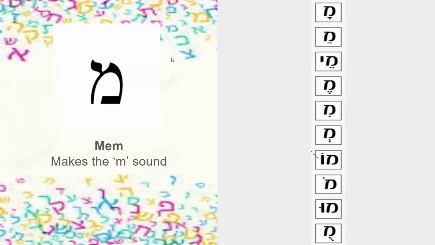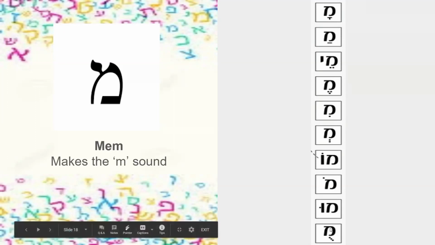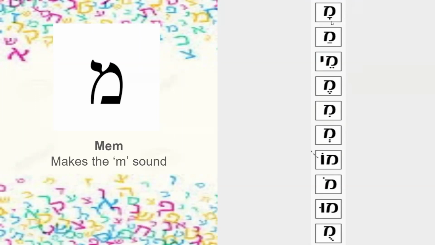Mem. Mem makes the M sound. Practicing with the vowels. Ma, me, mo, mu. This is practicing mem with the vowels underneath it.